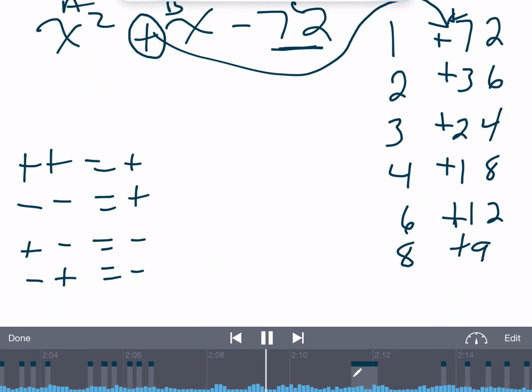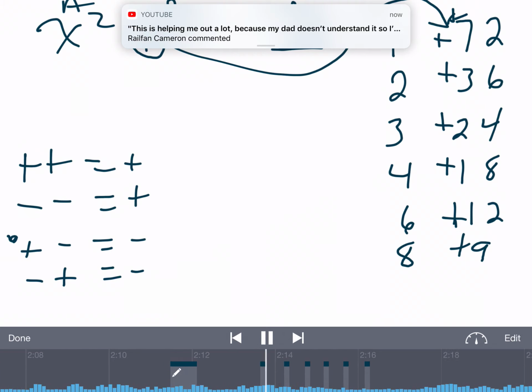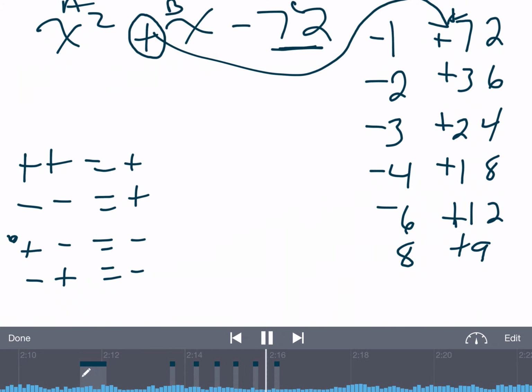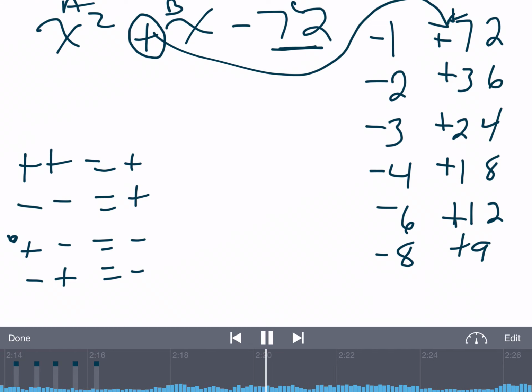So if you look, these don't match. It's this one right there. So it'd be a minus sign in front of these. So now you look and see which one adds up to 1. So we're looking for 1. Remember, there's an imaginary 1 in front of that x.